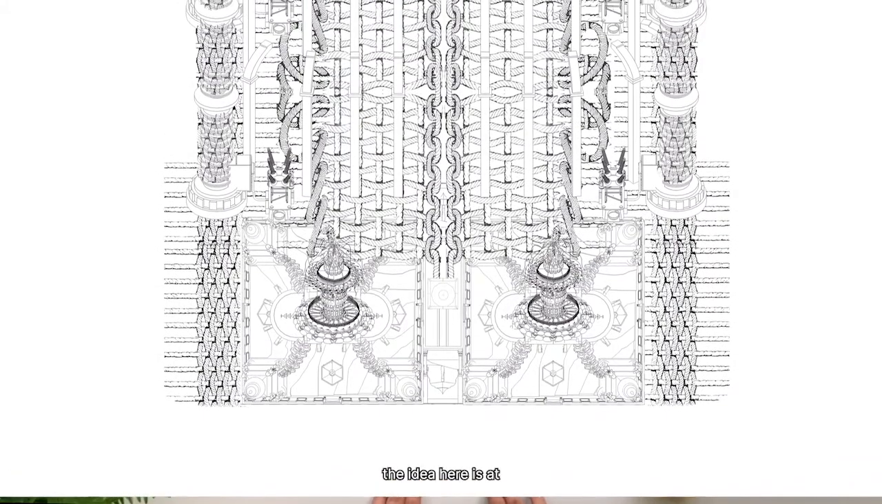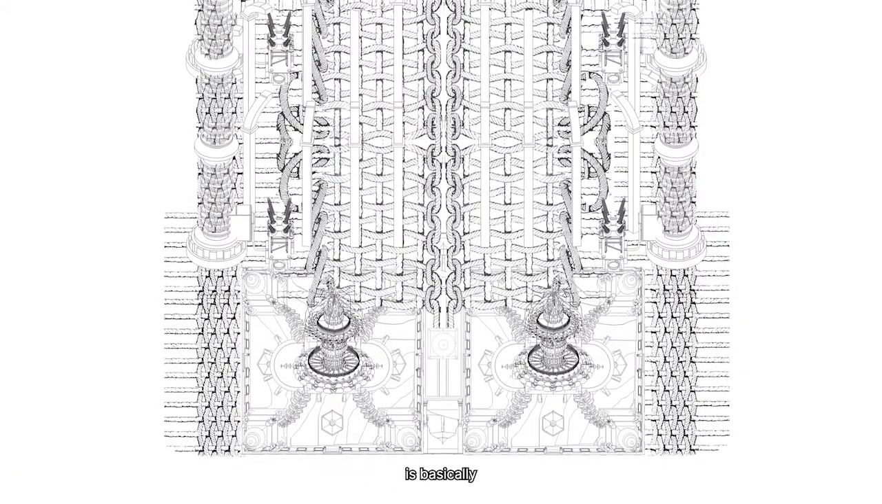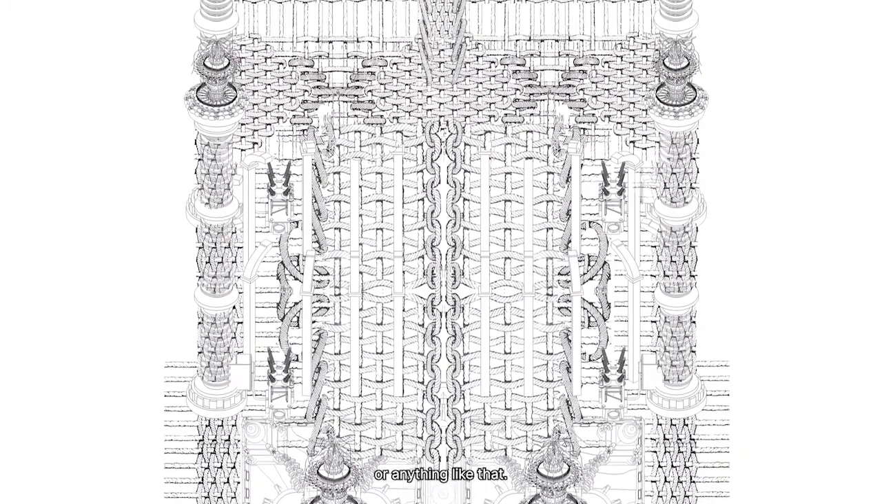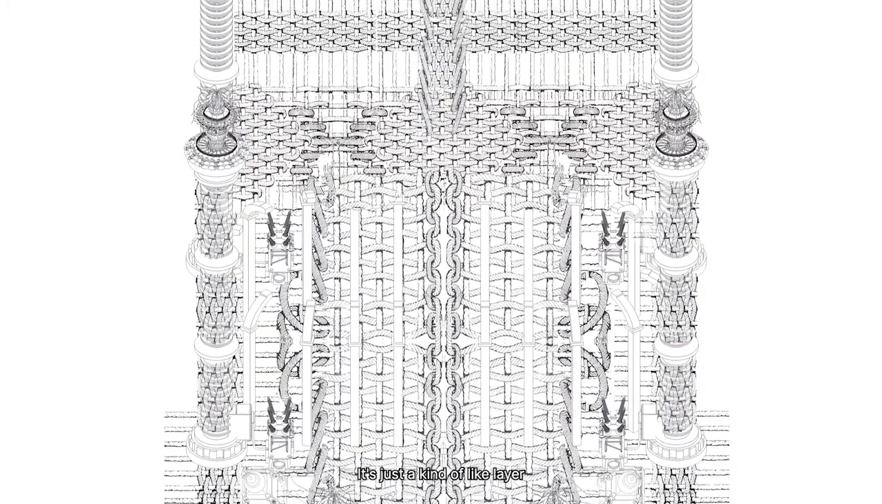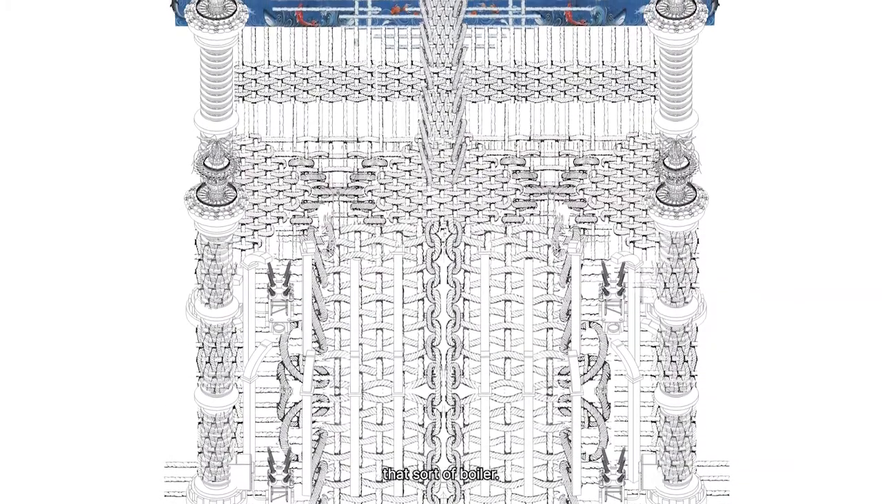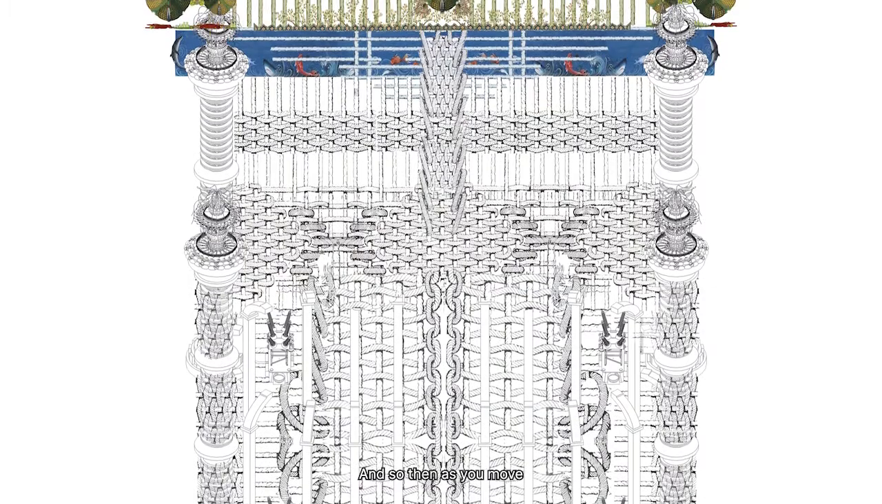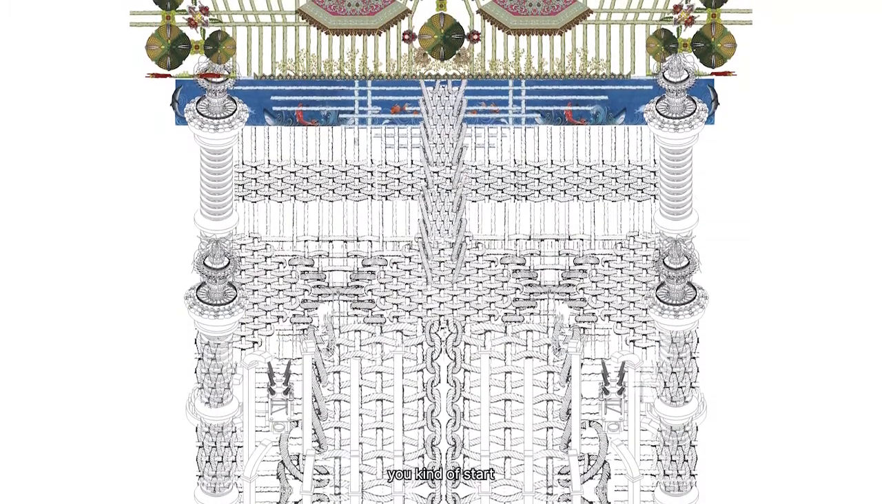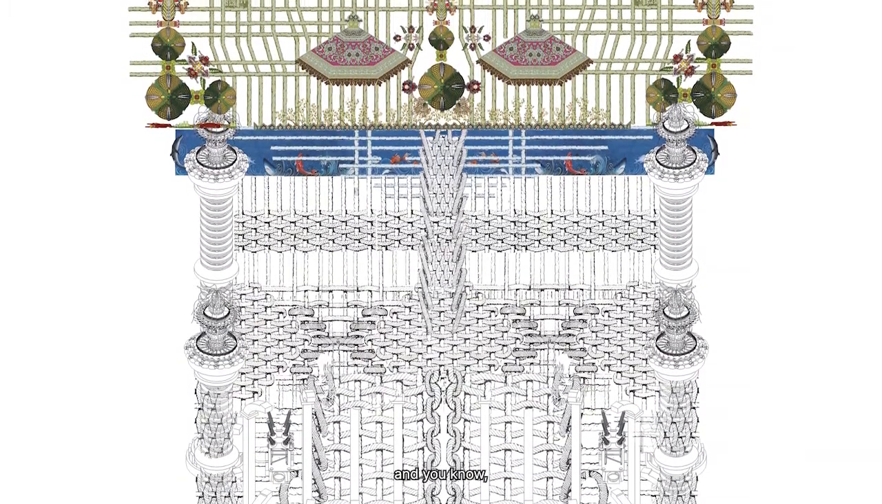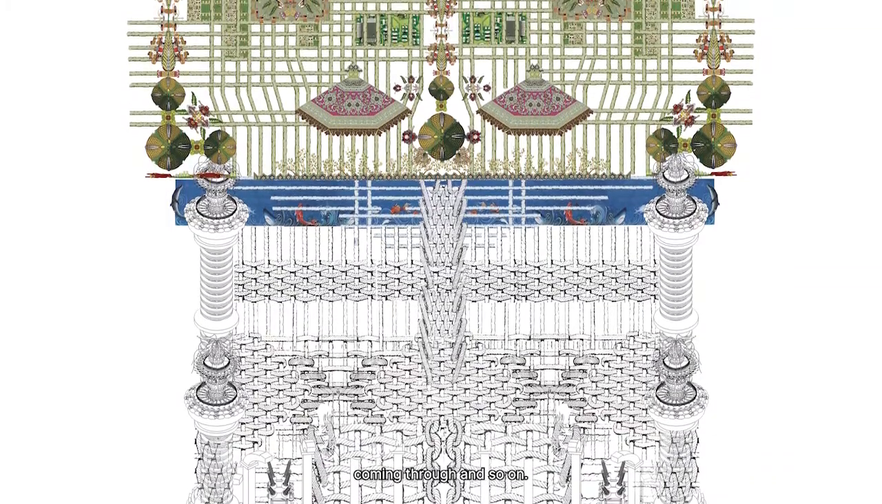The idea here is that the bottom of the carpet is the foundation that they lay. Usually this is not any colored thread or anything like that, and there's no patterns here yet. It's just to lay that sort of border. Then as you move up on the carpet, you start getting these different gaps, and you can see the patterns coming through and so on.